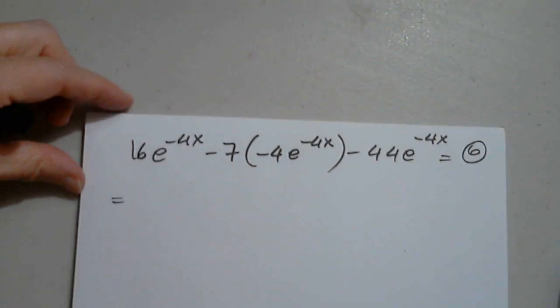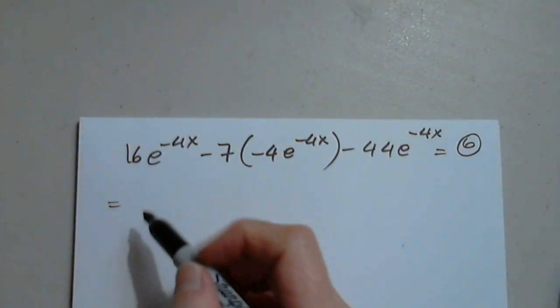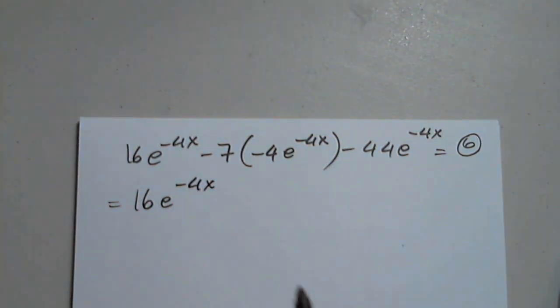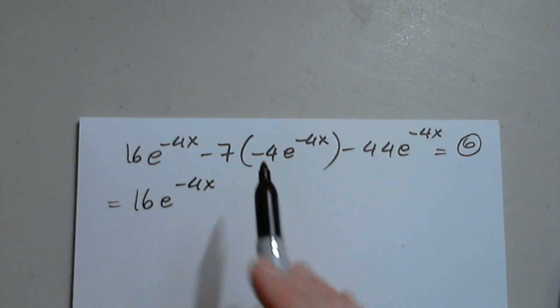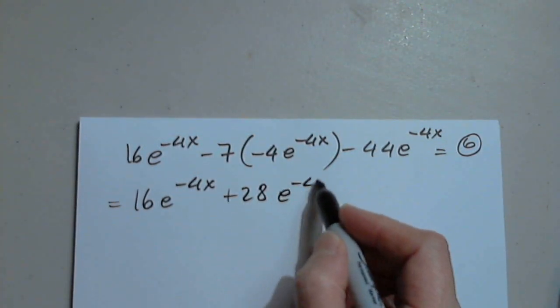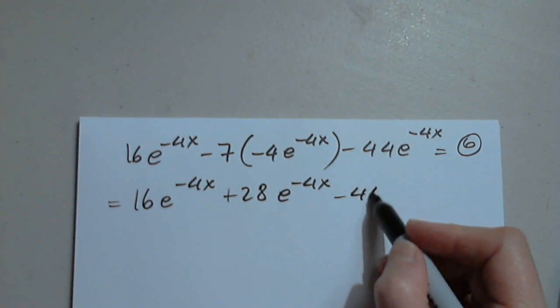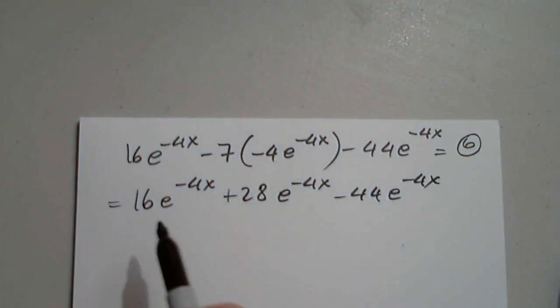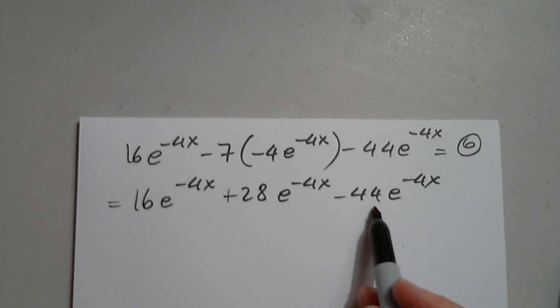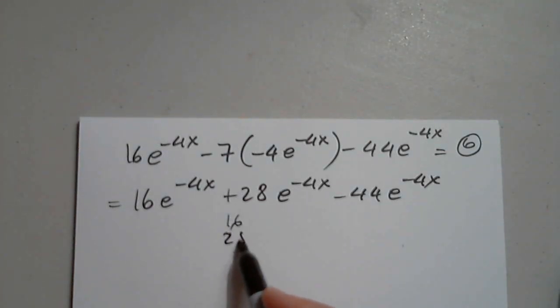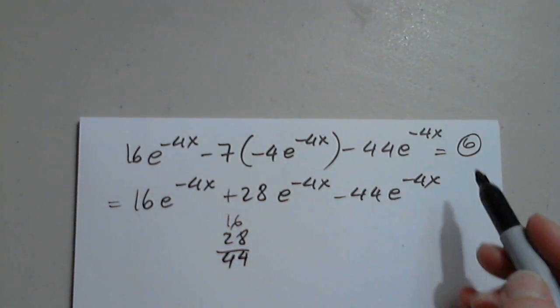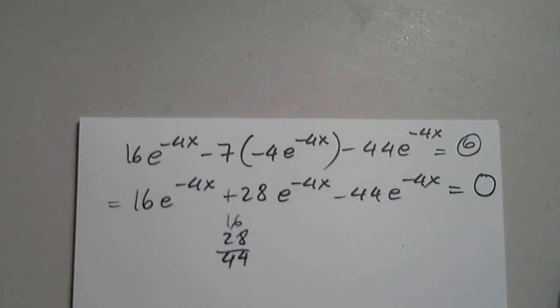Okay, let's see what we get. So 16 e to negative 4x. Negative 7 times negative 4 is positive 28 e to negative 4x. And then minus 44 e to negative 4x. Is 16 plus 28 44? So 6 plus 8 is 4, 44. This plus this minus this is indeed 0. 16 apples plus 28 apples, I got 44. 44 minus 44 is 0.